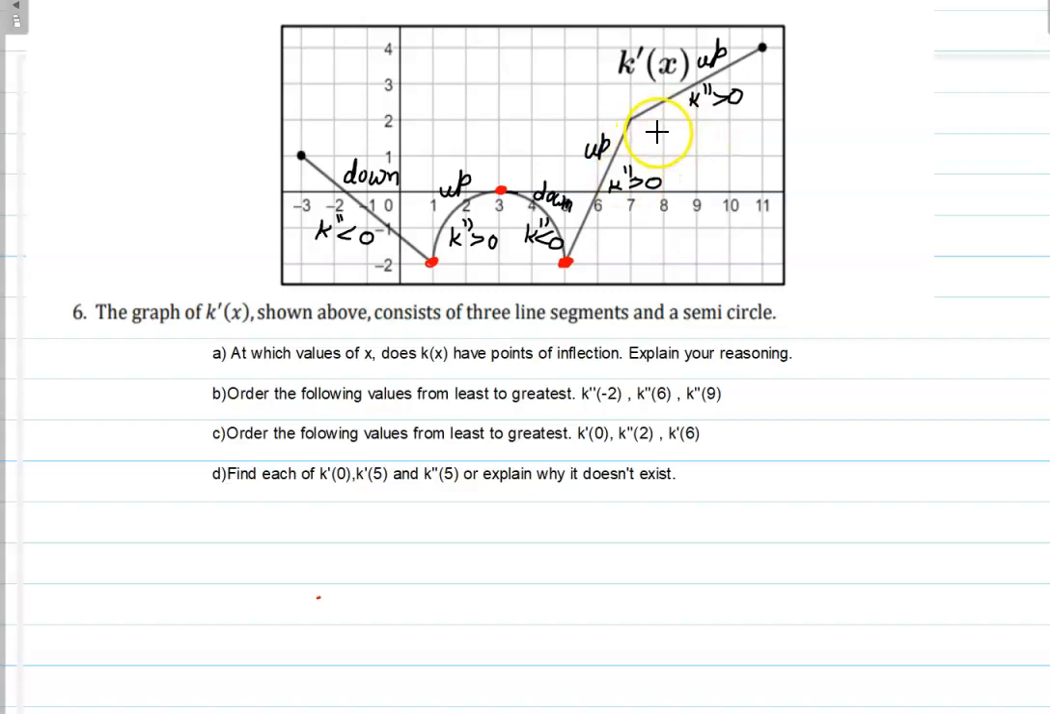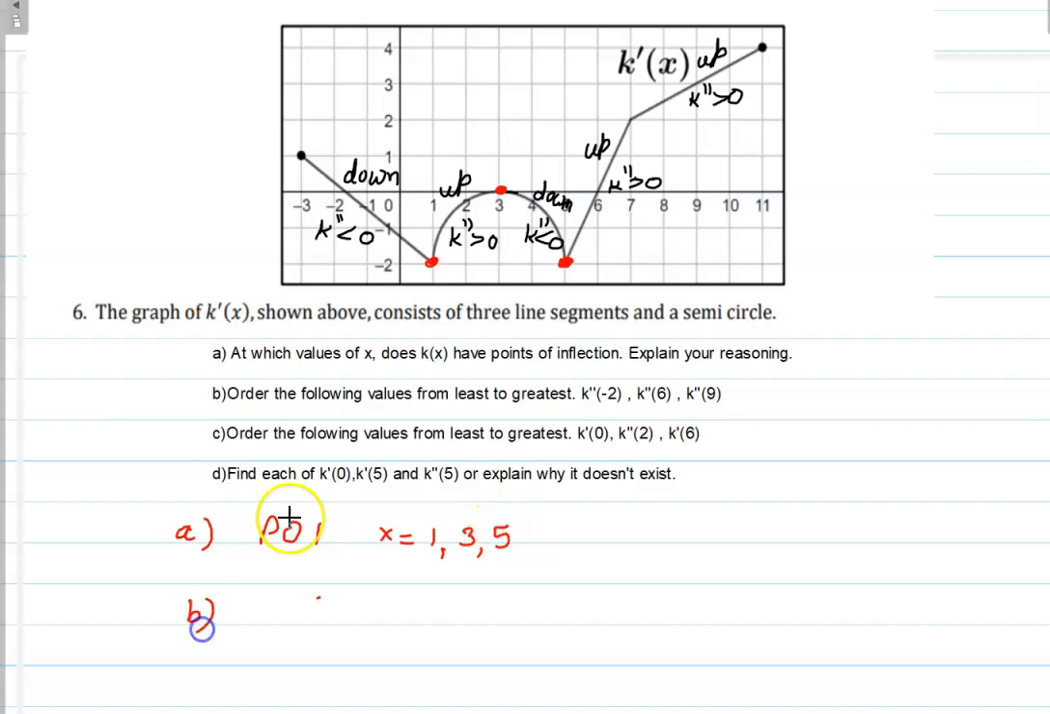That means 7 is a candidate for an inflection point, but it's not a point of inflection because the concavity is not changing here. So the points of inflection are 1, 3 and 5.